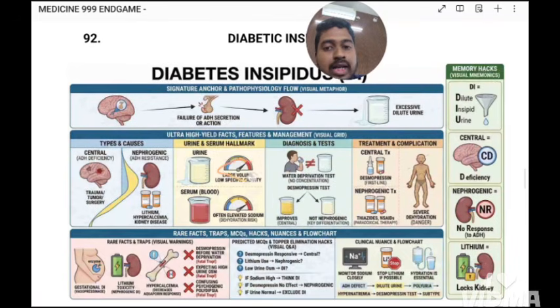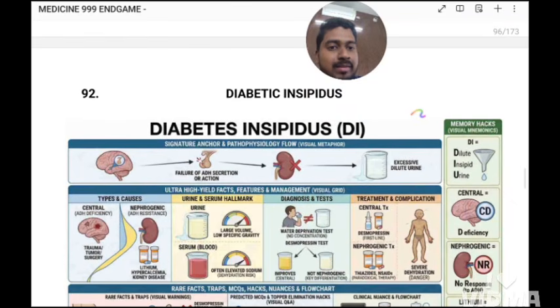So what is the hallmark? A large volume of urine along with low specific gravity, which means it is a large amount of diluted urine. And what happens to serum sodium levels? Because water is all excreted in the urine, but sodium is not excreted.